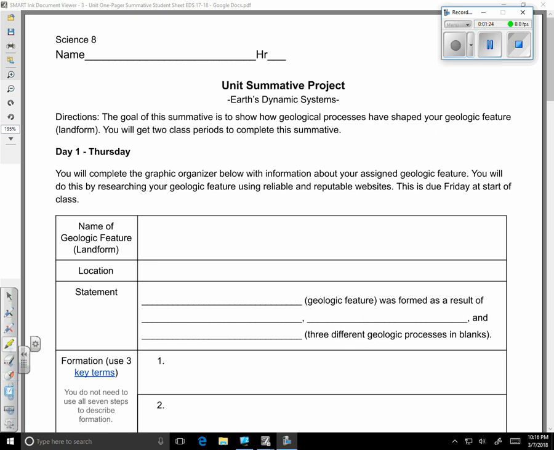To start, you need to name your landform. Your landform is the Grand Canyon. When we start to read, we need to figure out the location of the Grand Canyon. I will stop when we find that in the reading.